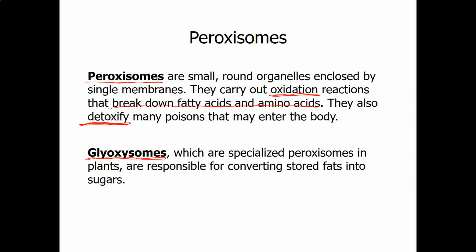Glyoxysomes, every time I teach biology, I learn something new because biology is constantly changing and different people write the material. So this is one I've never heard of before until now.